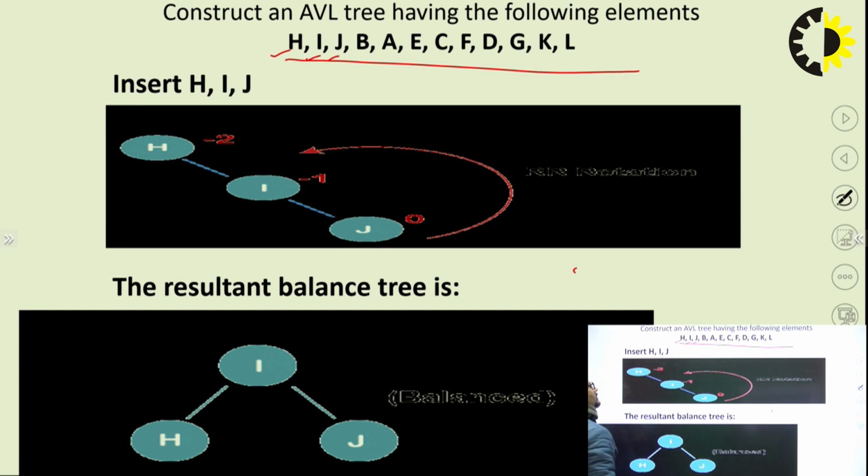Insert H, I, J in a tree. First H, then I. I is greater than H, so it will be inserted on the right. Then J is greater than I, so it is also inserted on the right. Okay, then again check the balance factor. Here the balance factor is 0, then -1, and this is -2. Okay, so here we will apply the RR rotation.